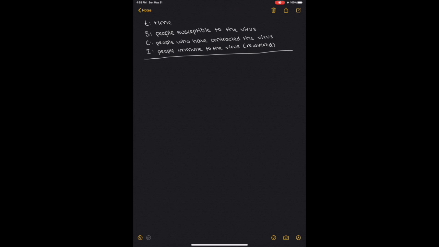In mathematical terms, new people in I, which is the immune group, is equivalent to 1 over 21 times C. And the units in this are people per day.